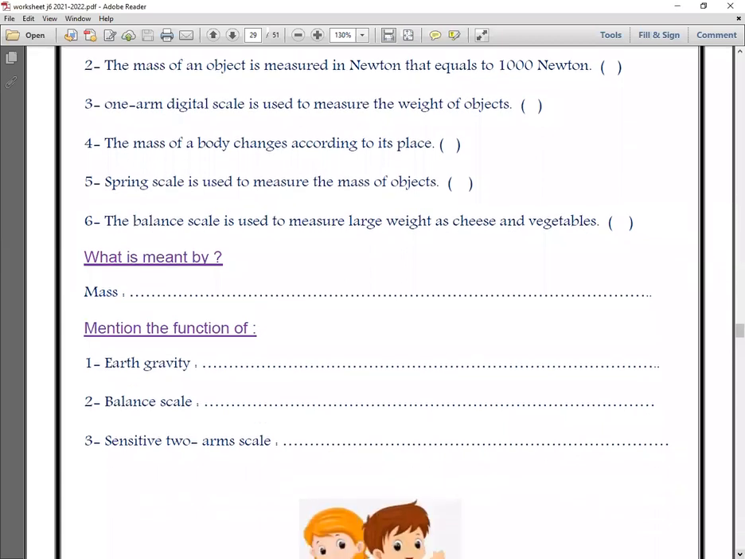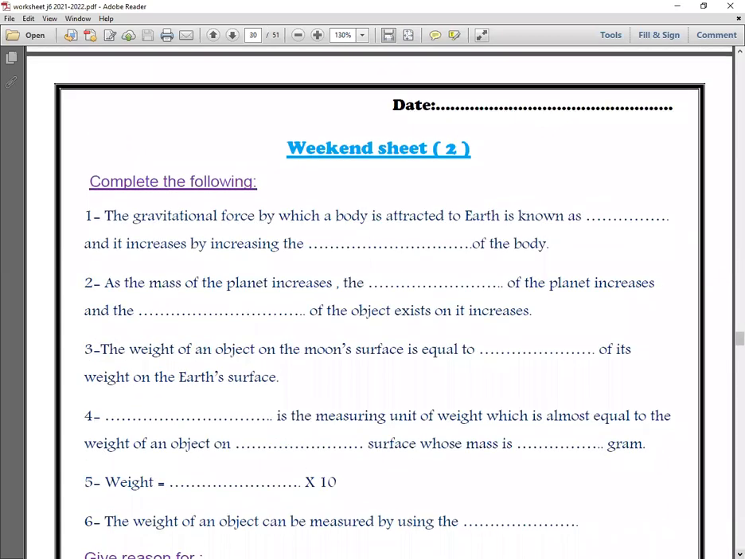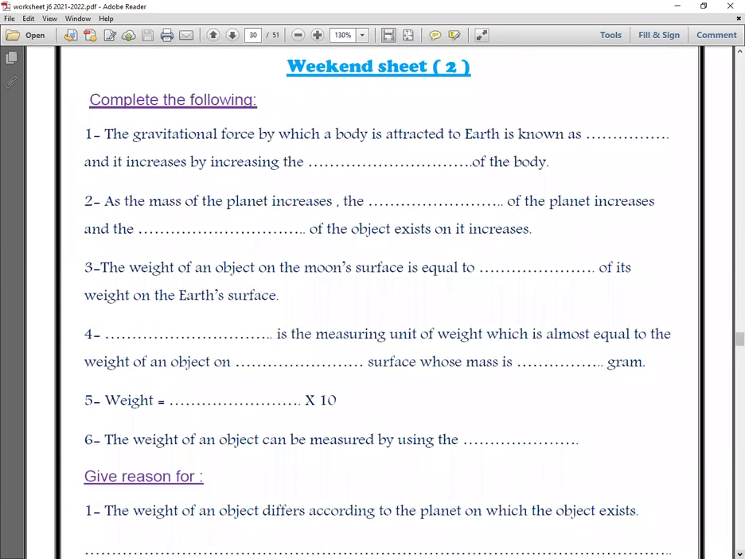Now turn to page 30. Weekend number 2. The gravitational force by which the body is attracted to the Earth is known as what? The gravitational force is known as weight. It's the weight, and it increases by increasing the what of the body? It increases by increasing the mass of the body.